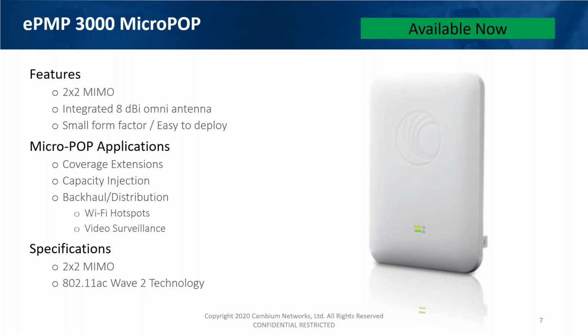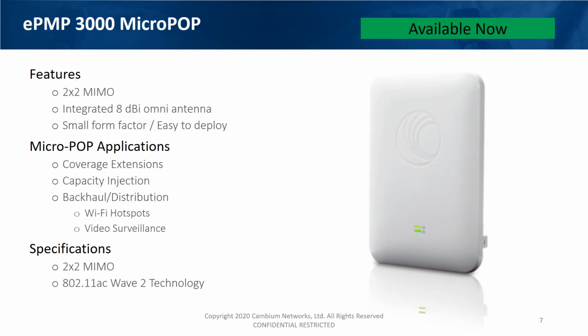The third application for MicroPOP is you could also use this as a sort of backhaul distribution layer because it is 360-degree coverage. And let's say I want to put out some Wi-Fi hotspots using our cnPilot product, or I want to put out some video surveillance cameras. I can use this MicroPOP to feed those locations as well, and kind of use it as a distribution / backhaul.